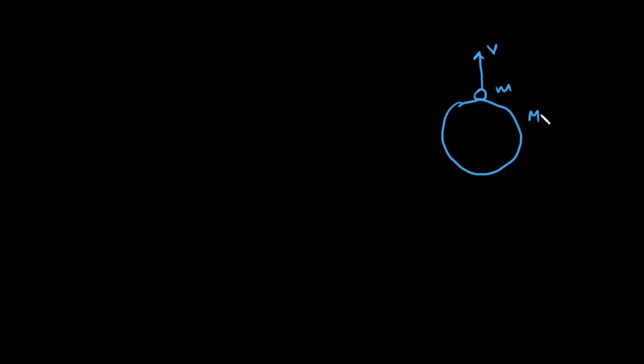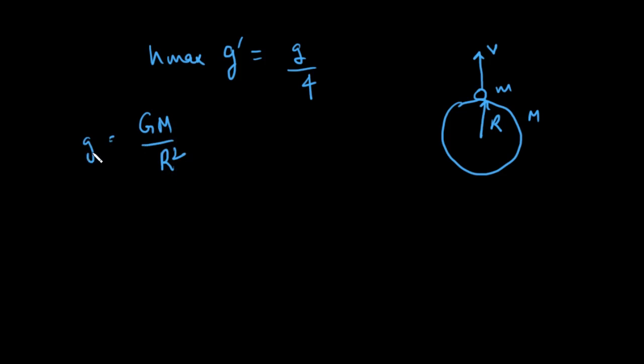This is a planet of mass capital M, and this is an object of small mass m. It is a bullet, and it is fired with a velocity v. It is given that at maximum height the acceleration due to gravity, let us say g dash, is equal to 1/4 of the acceleration due to gravity of the planet when the bullet is at the surface. As we all know, the acceleration due to gravity at the surface is GM by r square.